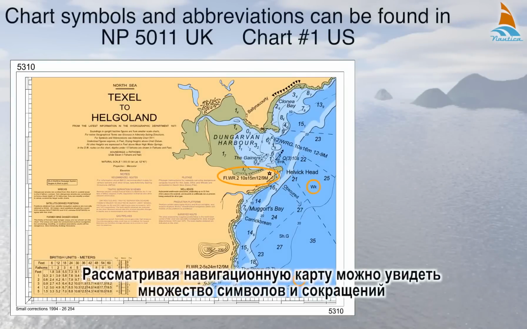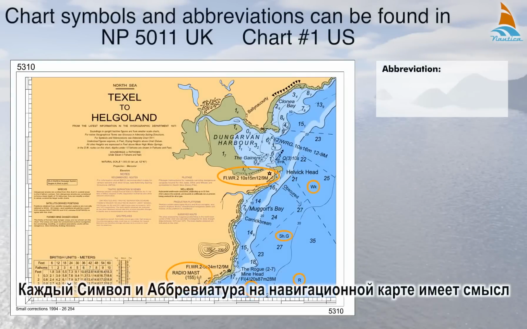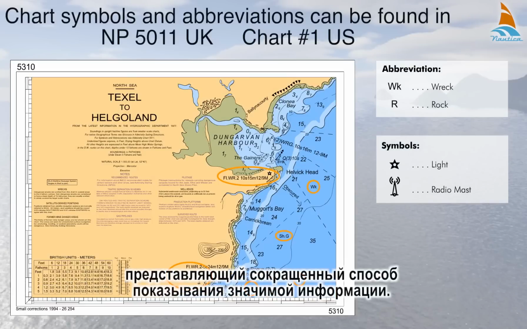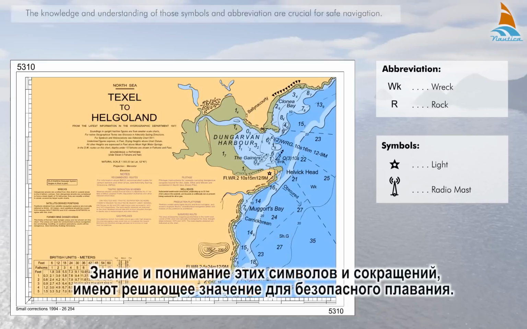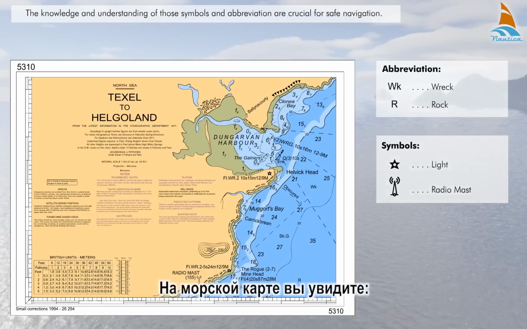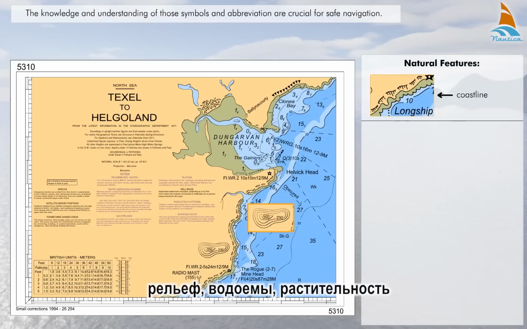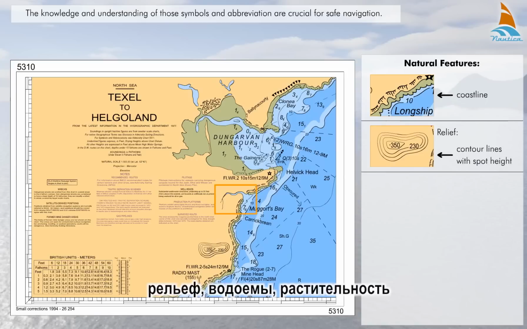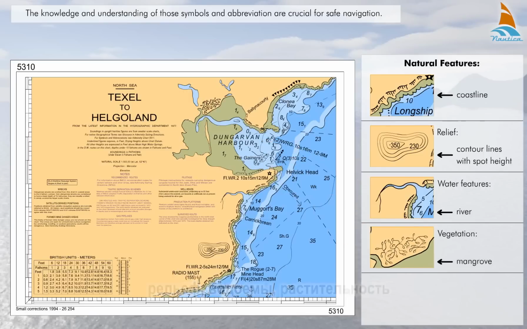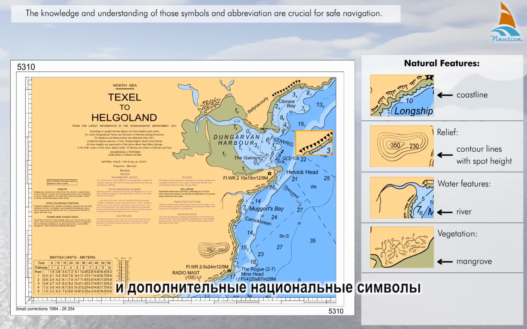Looking at the navigation chart, we can see lots of symbols and abbreviations. Each symbol and abbreviation on the navigation chart has a meaning, representing a shorthand way of covering significant information. The knowledge and understanding of those symbols and abbreviations are crucial for safe navigation. On the nautical chart, you'll see natural features including coastline, relief, water features, vegetation, and supplementary national symbols.